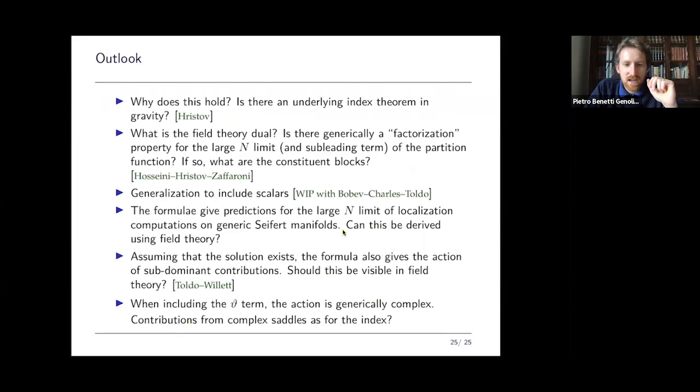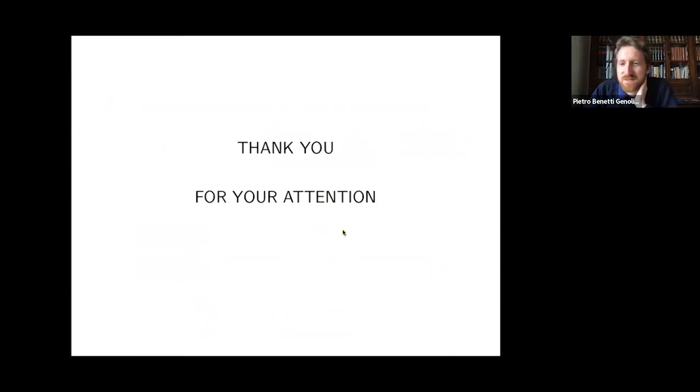We can also check, in some sense, what happens to the subdominant contribution. There are field theory methods that allow you to look at the subleading contributions, so the corrections to the large n computations. These have been developed by Toldo and Willett. And with this, I conclude. Thank you very much for your attention and the questions.